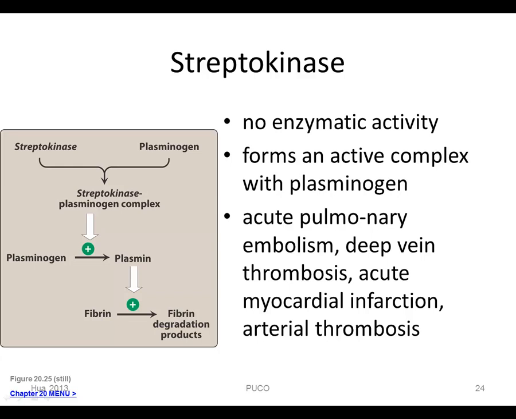In addition to hydrolysis of fibrin plaque, the complex also catalyzes the degradation of fibrinogen as well as clotting factors 5 and 7. Streptokinase is approved for use in acute pulmonary embolism, deep vein thrombosis, acute myocardial infarction, arterial thrombosis, and occluded cannulas. Streptokinase is a foreign protein and is antigenic. Rashes, fever, and rarely anaphylaxis occur.